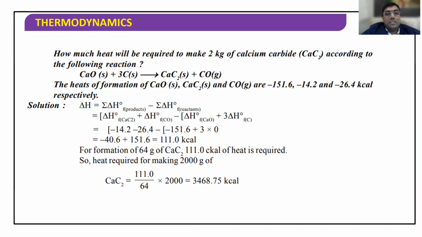So 64, what is 64? 40 plus 24. Agreed or not? 1 mole is giving this much heat. So 1 mole is 64 grams. Now listen carefully. CaC2, this is 64 grams. This is equal to 1 mole. It is giving 111 kilocalories. But 2000 grams, how much? That is 111 by 64 into 2000. Clear or not? This is how we should solve the question.